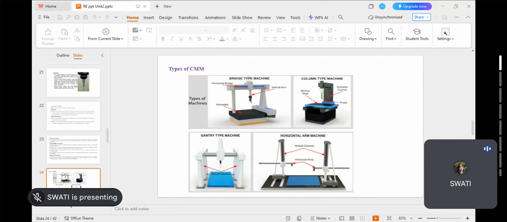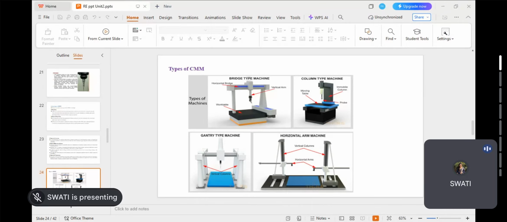So majorly we have covered the bridge type, cantilever type, horizontal arm, column type, and the gantry one. These five we have taken in this particular topic. Other than this, I think one or two other CMMs are also there in the market, but majorly these CMMs are used in the industry.